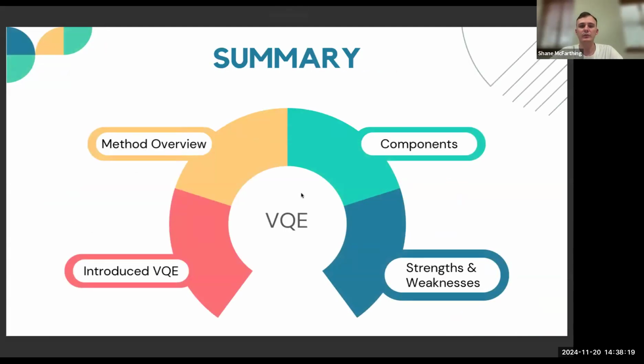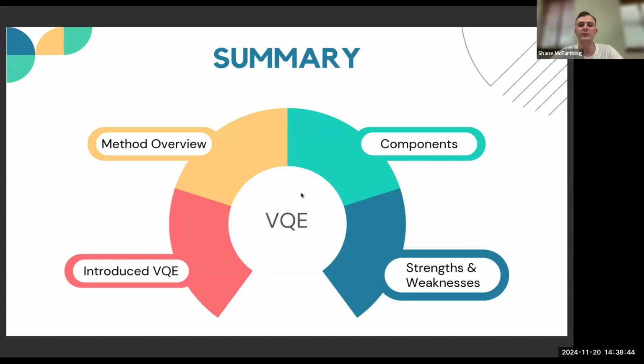So that brings us to the end of the lecture. And just to summarize everything that we went through today, we introduced the variational quantum eigensolver as a method for solving an electronic structure problem on a quantum device. We then had an overview of the algorithm and how it works, which showed us that it works in an iterative way. And we broke down the components that make up those iterations.